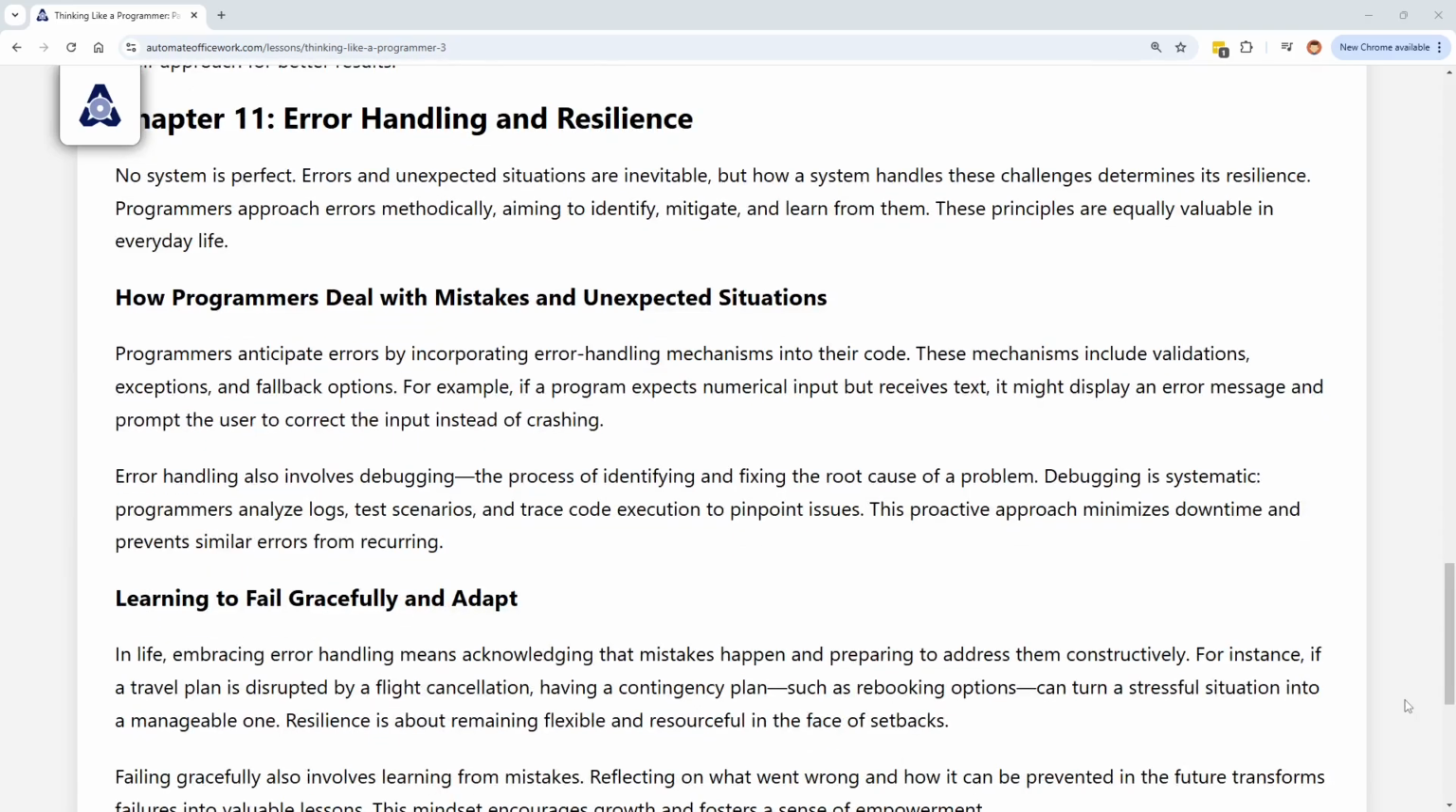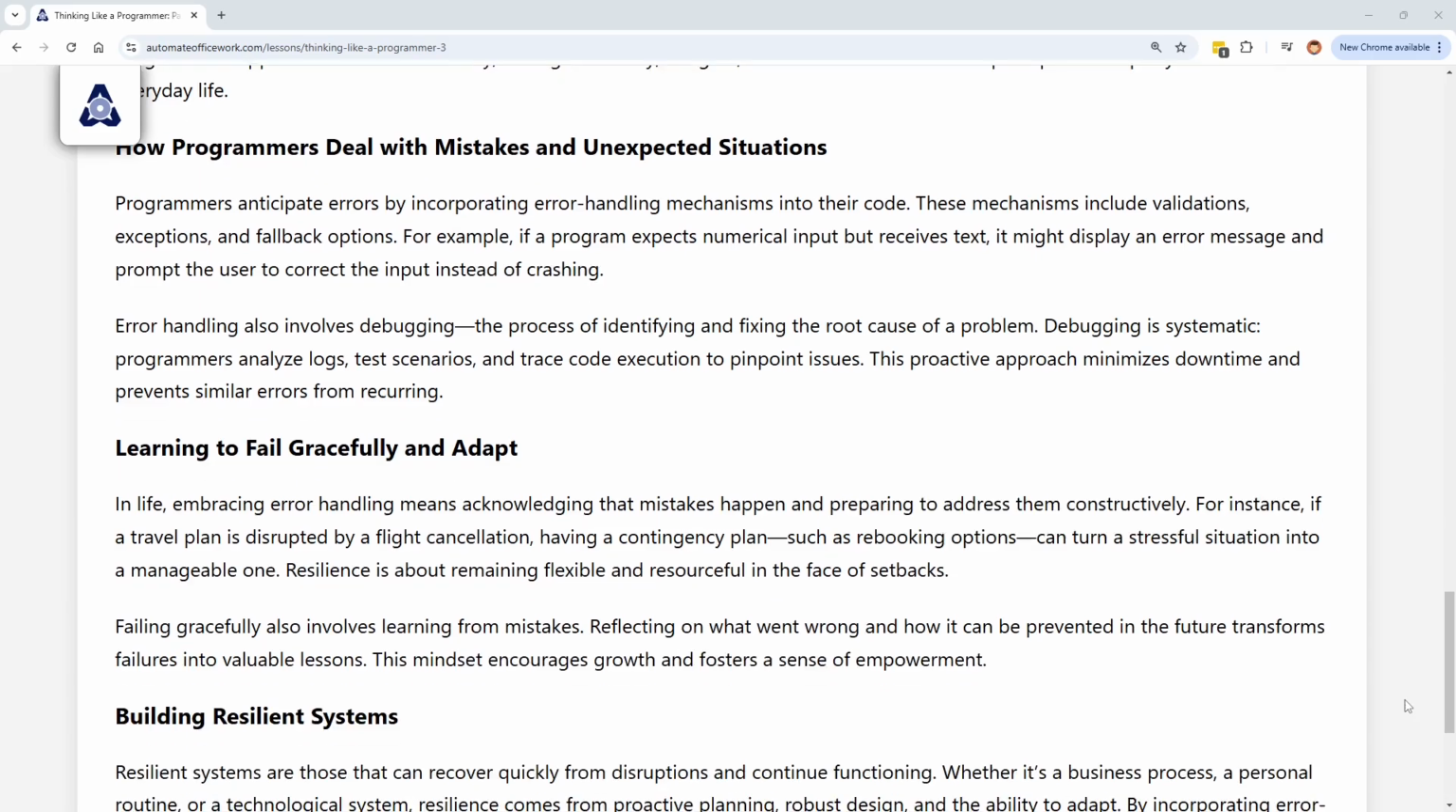Error handling also involves debugging, the process of identifying and fixing the root cause of a problem. Debugging is systematic. Programmers analyze logs, test scenarios, and trace code execution to pinpoint issues. This proactive approach minimizes downtime and prevents similar errors from recurring.